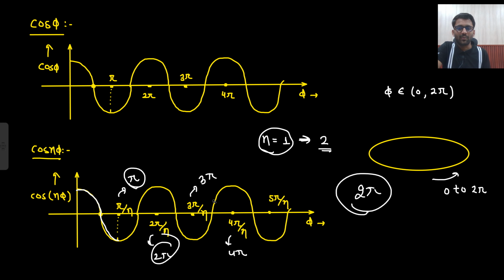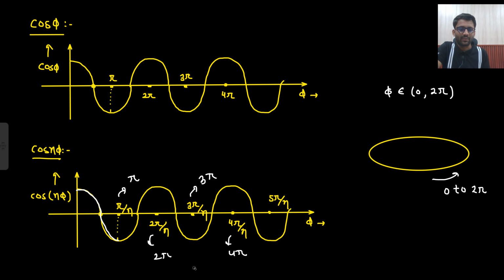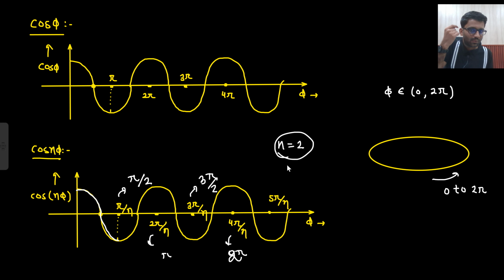Let's take more examples, it will be more clear to you. I know this is slightly confusing for you, but let's take more examples. Let's take the example of n equal to 2. So if I put n equal to 2, what will this become? Pi by 2. What will this become? Pi, because 2 pi by 2 will be pi only. What will this become? This will become 3 pi by 2. And what will this become? 2 pi.